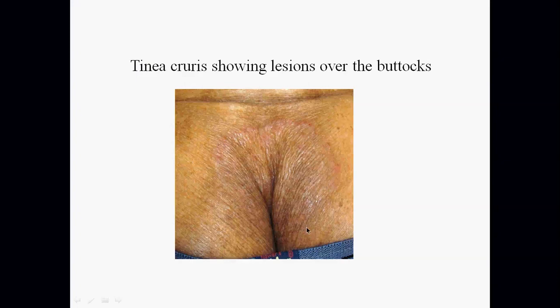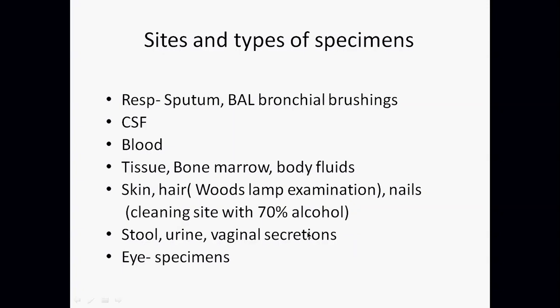So you can see again the lesion over here. So coming to the different size and types of specimens. A few of the superficial fungal infection lesions we have seen just now. Other than that, we have subcutaneous infection, deep mycotic infection, opportunistic infection, and various systems can get affected. So depending upon the systems which are affected, we have to collect the different samples.